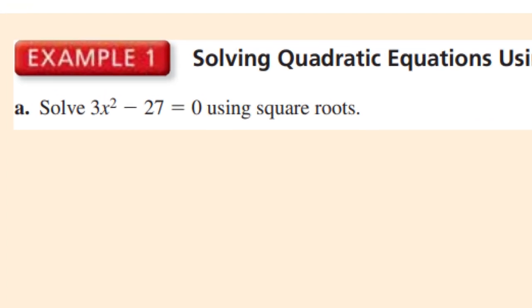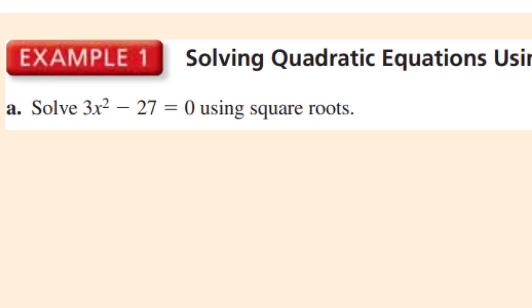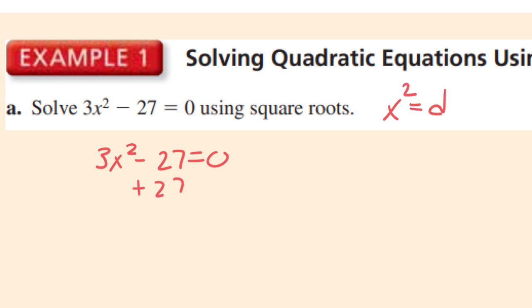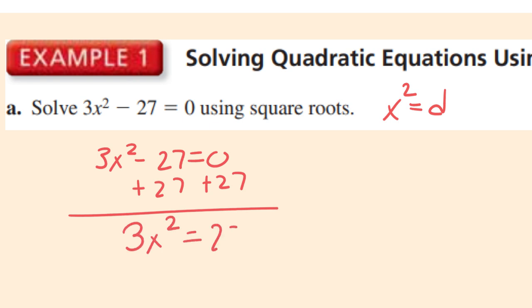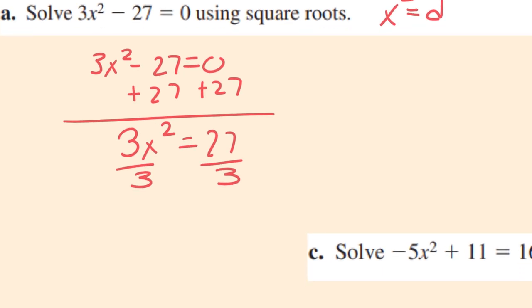Solving quadratic equations using the square root. So remember, the first thing we want to do is to isolate. So we have 3x squared minus 27 equals 0. Remember, we're isolating so that x squared equals d. I'm going to add 27 to both sides, so we're going to have this step first. We're left with 3x squared equals 27. Then I'm going to divide by 3 because remember, we're isolating x squared. If I divide by 3, I'm left with x squared equals 9.